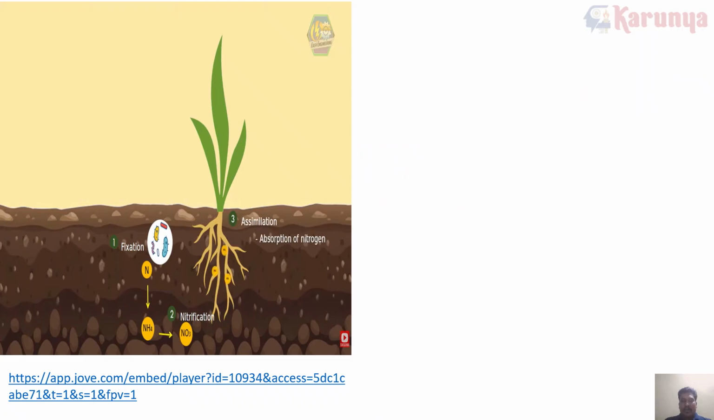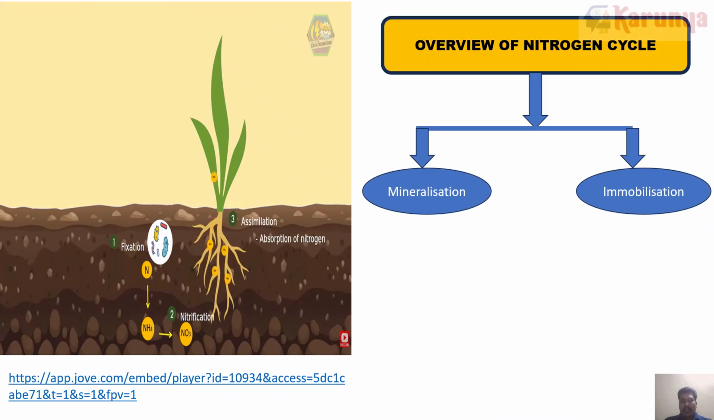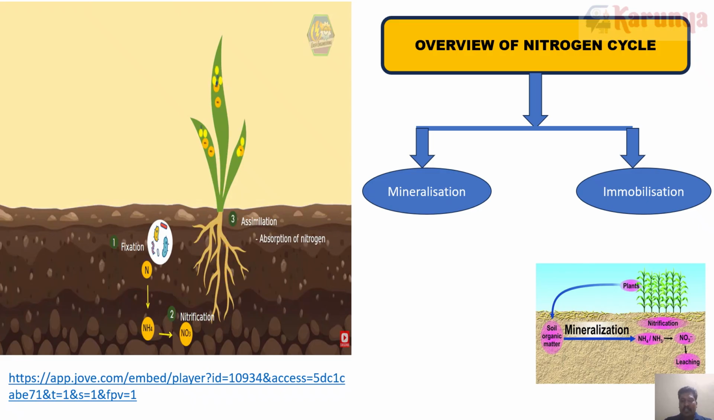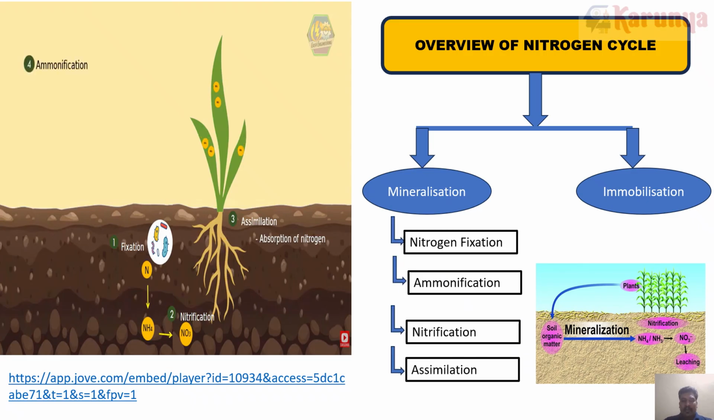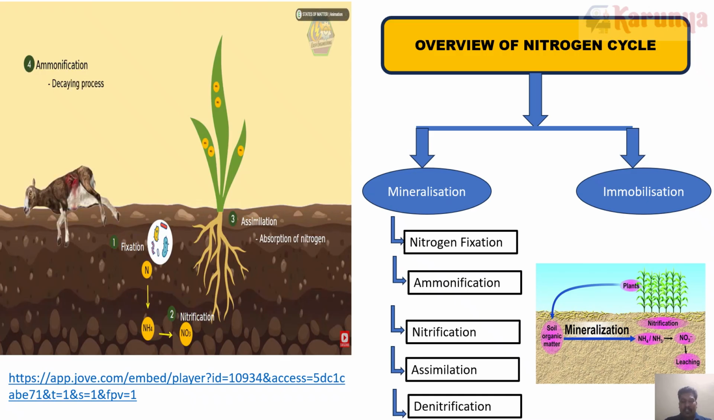This is the overview of the nitrogen cycle. The nitrogen cycle contains two important components: one is mineralization and the other is immobilization. Under mineralization, many different processes take place: nitrogen fixation, ammonification, nitrification, assimilation, and denitrification. Immobilization is the reverse process of mineralization. We will see them one by one in a detailed explanation.